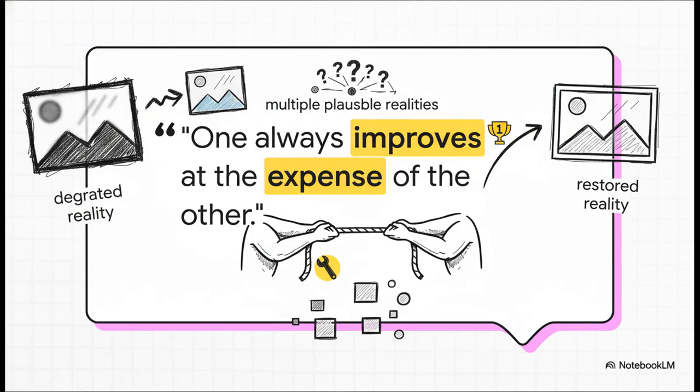And hey, this isn't just an idea. It's a proven principle in this field. As the researchers Blau and Michaeli put it so perfectly in their 2017 paper, when you're doing this stuff, one always improves at the expense of the other. It is a constant, unavoidable tug of war.